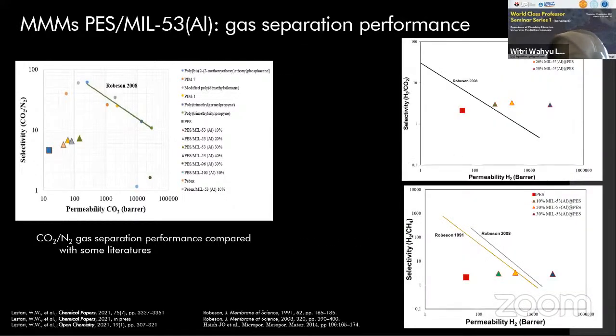And what's interesting here is if we test this mixed matrix membrane to separate hydrogen and carbon dioxide, and hydrogen and methane, the results are higher than the Robeson curve here. It is a nice result. And also in the case of hydrogen and methane here for the separation, the loading of MIL-53 Al is above the Robeson curve. That's why this is also a nice result presented by this mixed matrix membrane that we have.